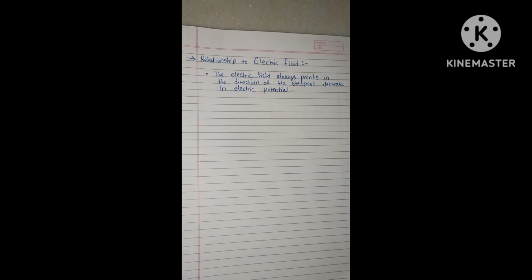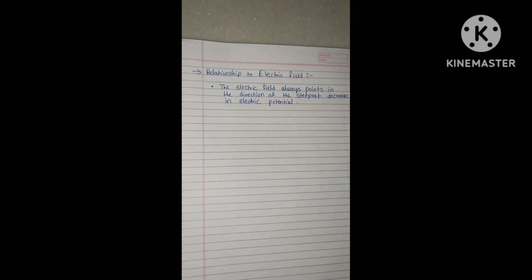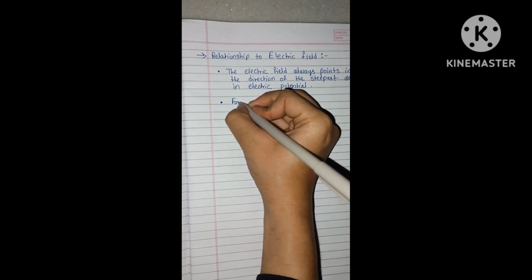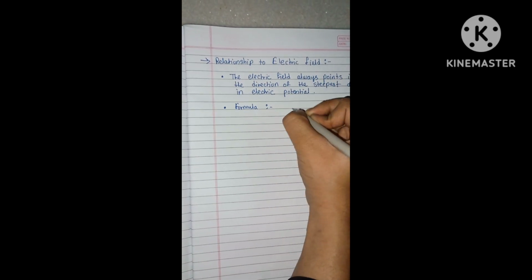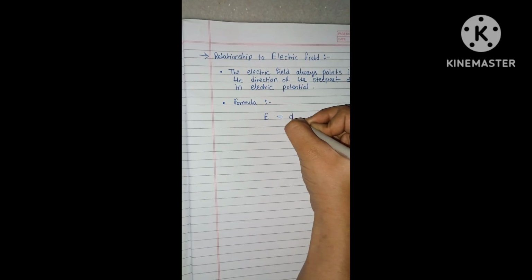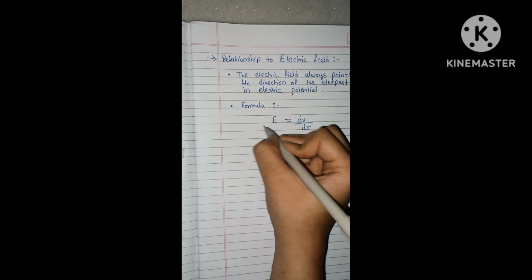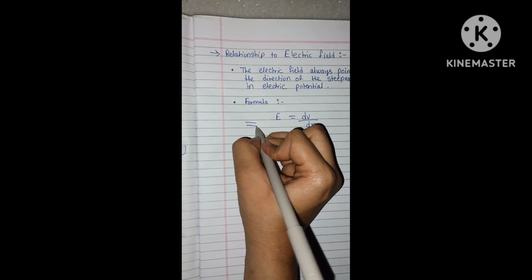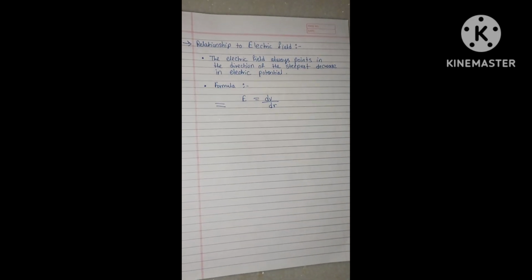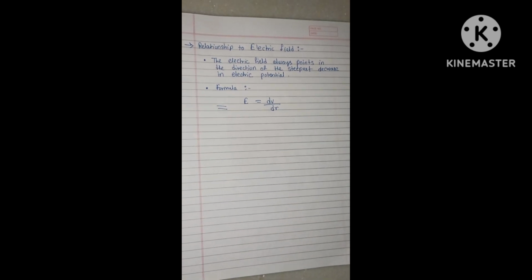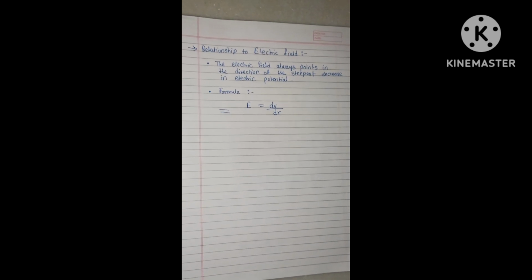So our next topic is relationship to electric field. Electric potential and electric field are fundamentally linked. How? The electric field always points in the direction of the steepest decrease in electric potential. Okay? And the formula for this is... this formula is also important. Every formula, you have to make a formula book for that, so you can remember where you have to put that formula, in which numerical or which theorem.